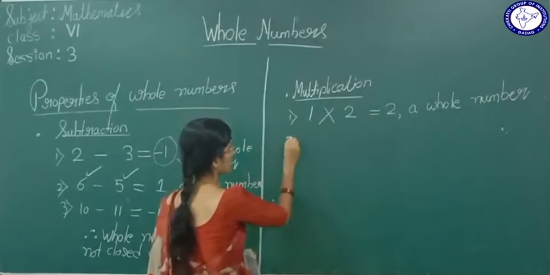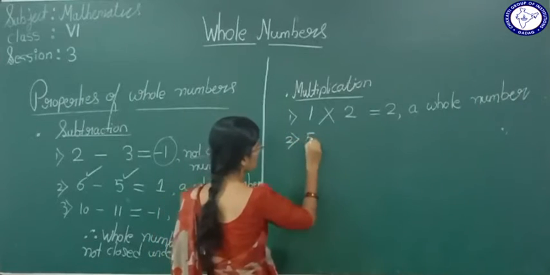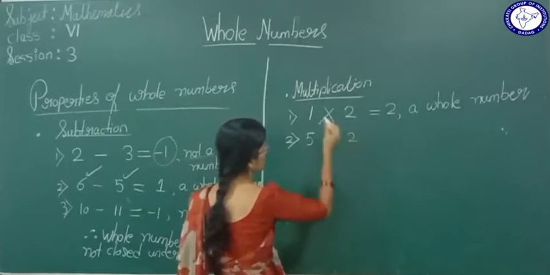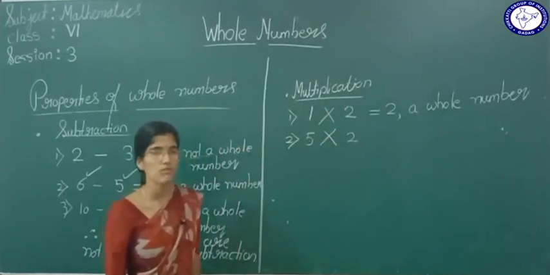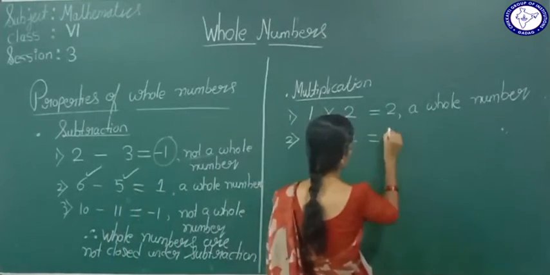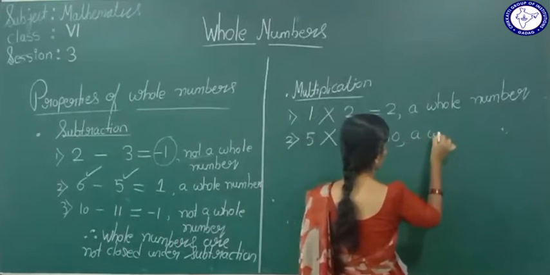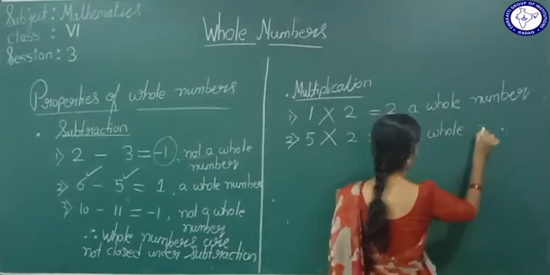Now I will consider a second example. 5 is a whole number, 2 is a whole number. If I insert the operation multiplication, 5 twos are 10. Is 10 a whole number? Yes, 10 is a whole number.